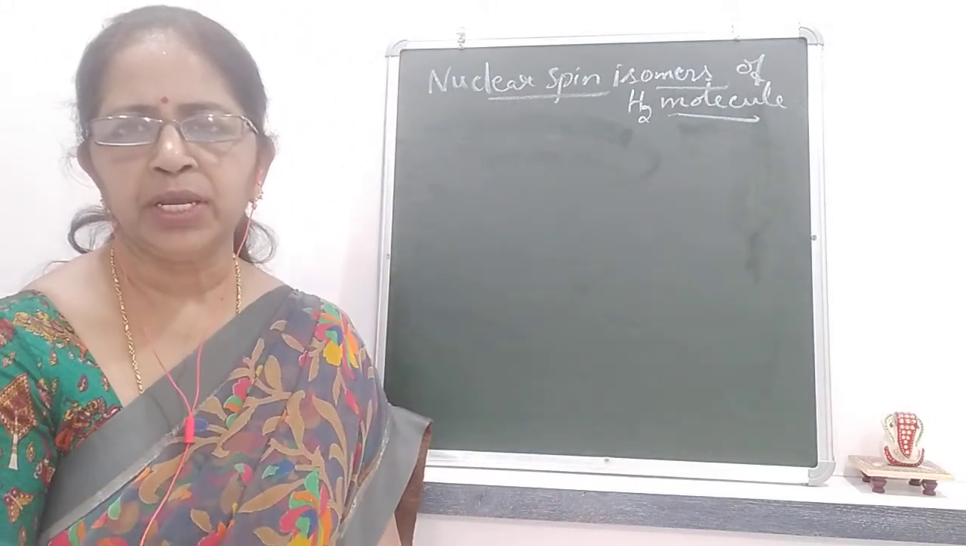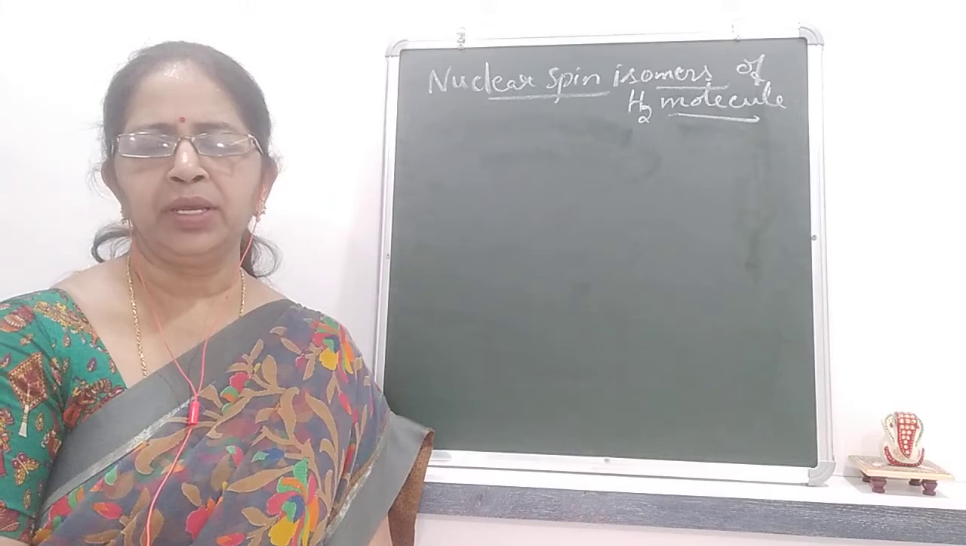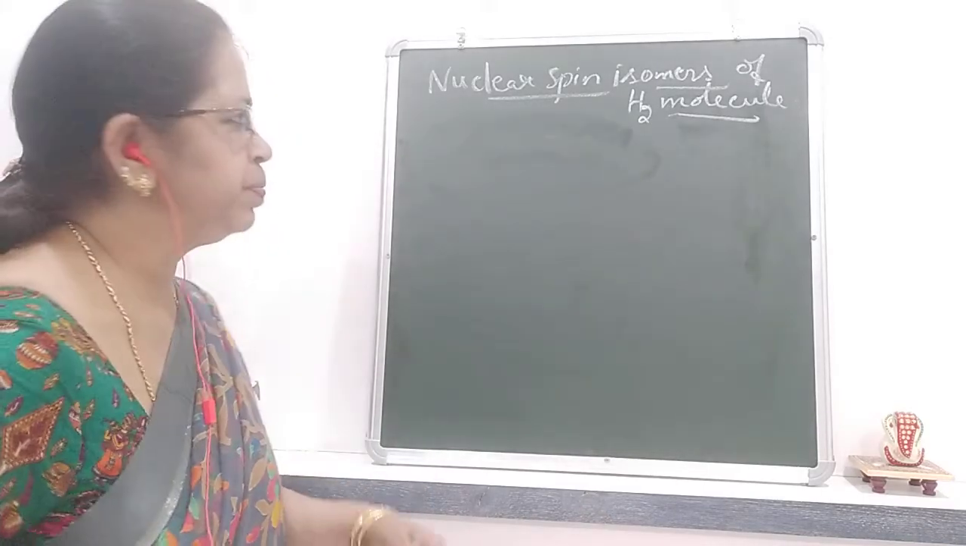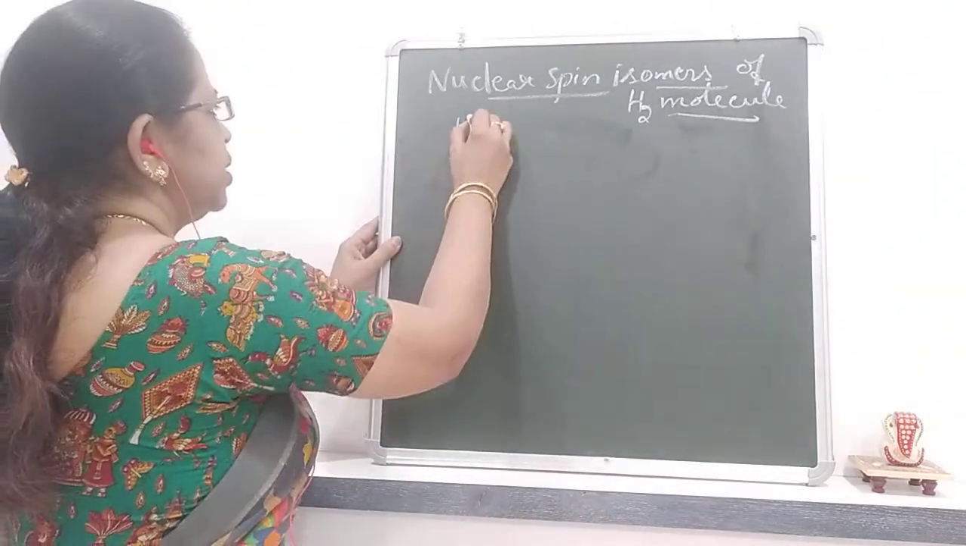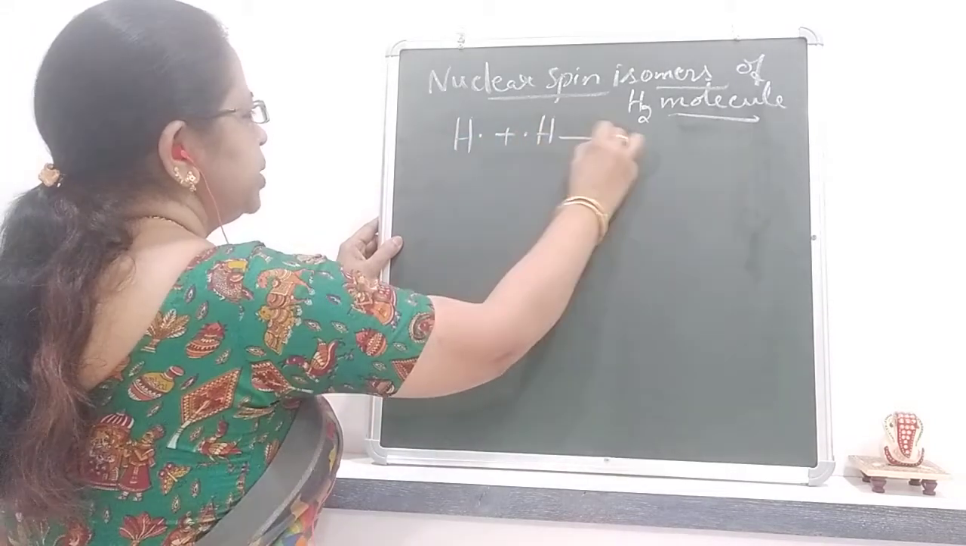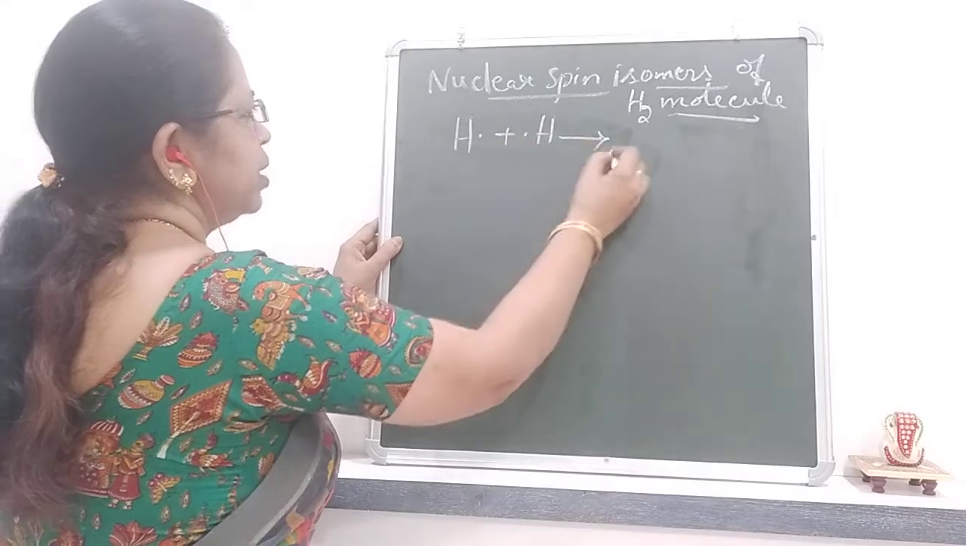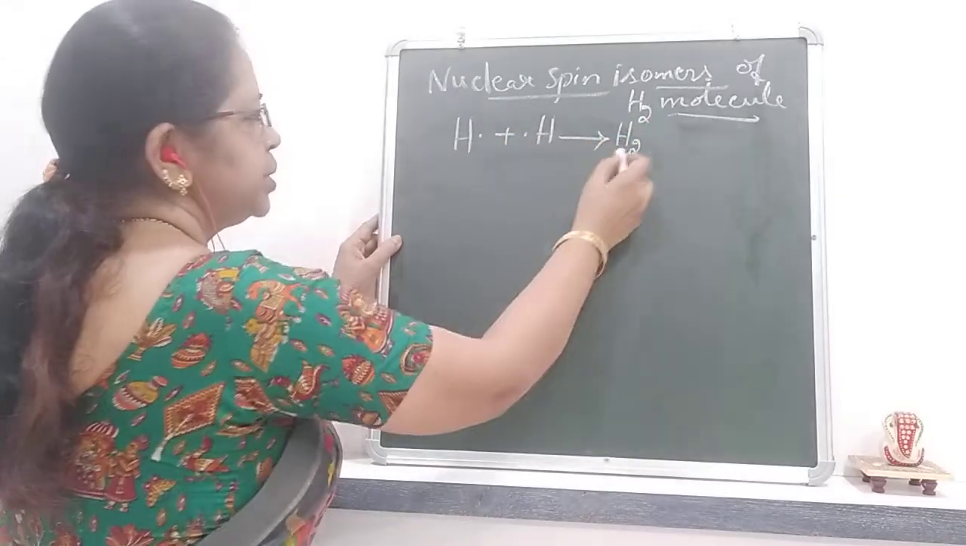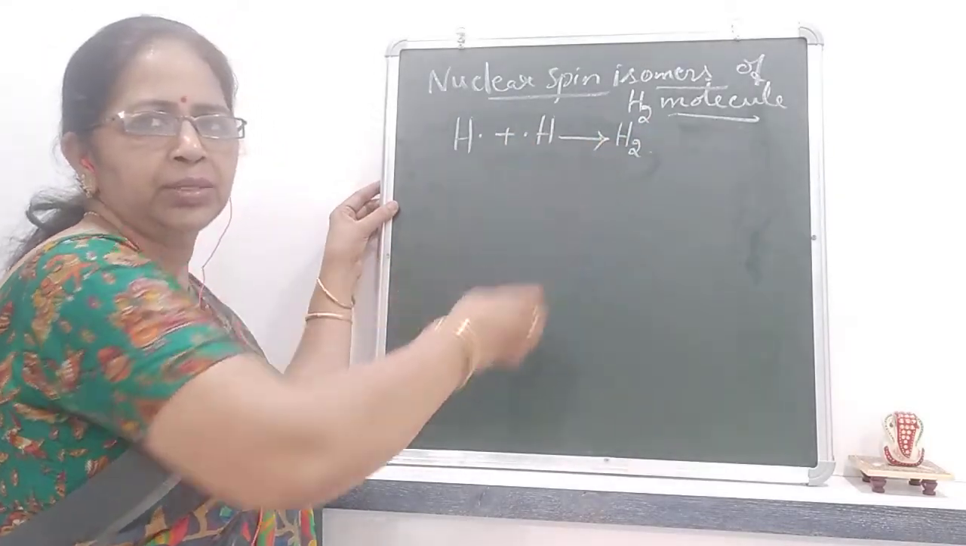How is a hydrogen molecule formed? By sharing a pair of electrons between them. Each hydrogen has a single electron. By sharing these two electrons, it forms a hydrogen molecule. This hydrogen molecule has two nuclei.